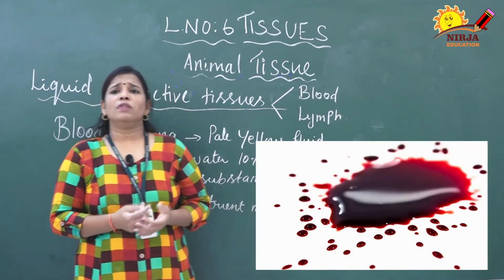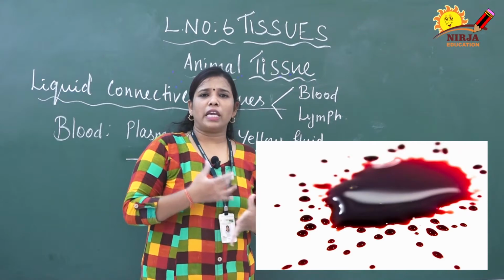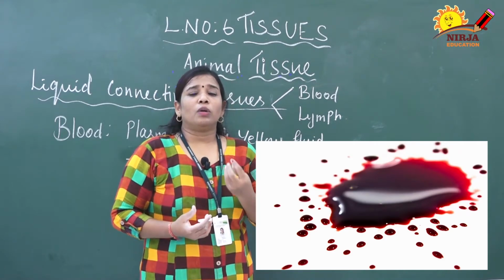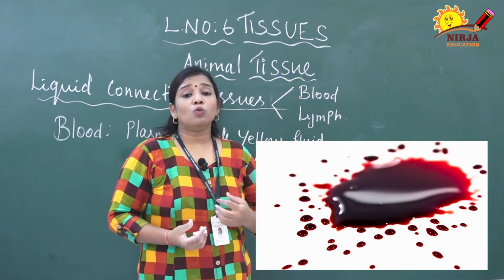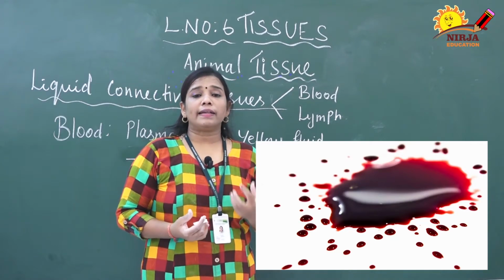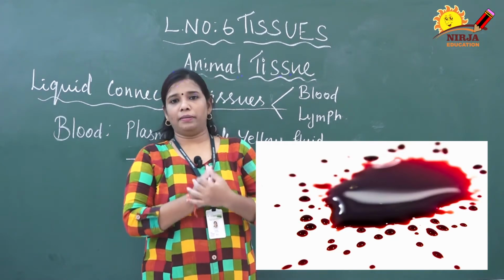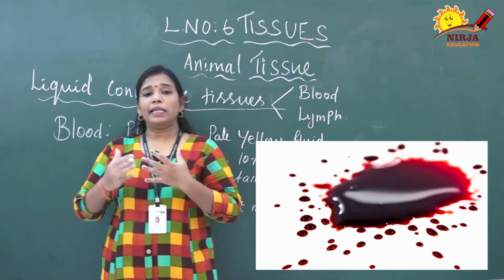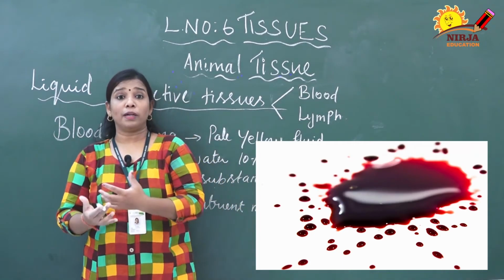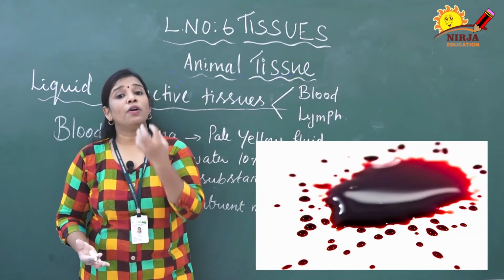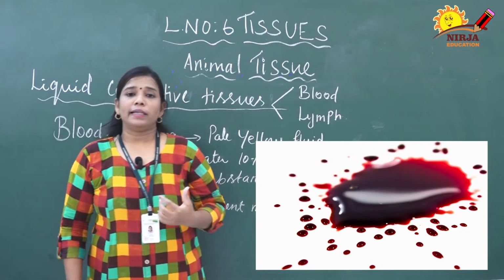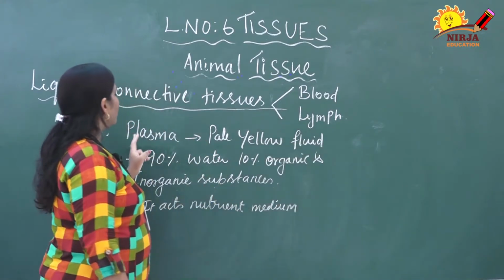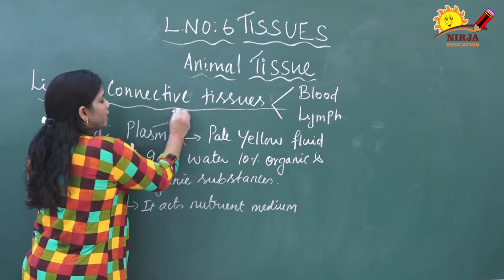As we all have noticed, due to a scratch or any wound, sometimes a red color fluid oozes out from our body. That red color fluid is called blood. So blood is a liquid connective tissue, one type of connective tissue. Blood consists of two components. One is plasma, another one is blood cells.